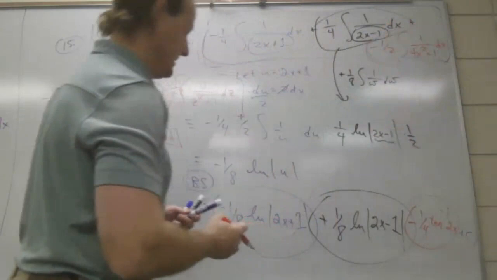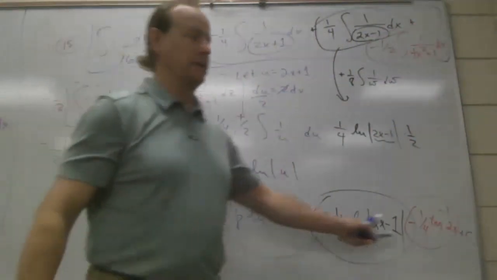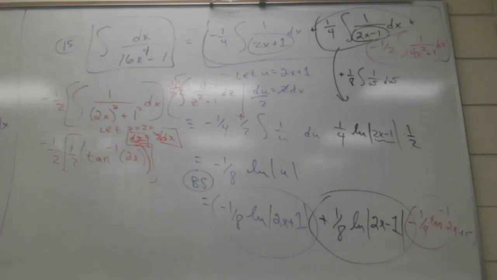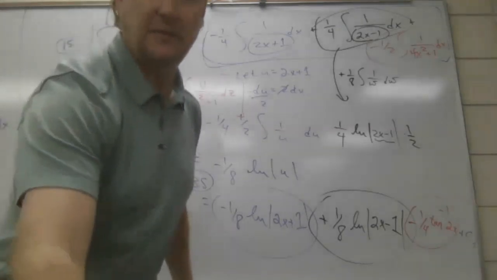So that's that one. And then a plus c. So the whole thing right here is the antiderivative using integration by partial fractions. So that's either 15 or one like number 15.